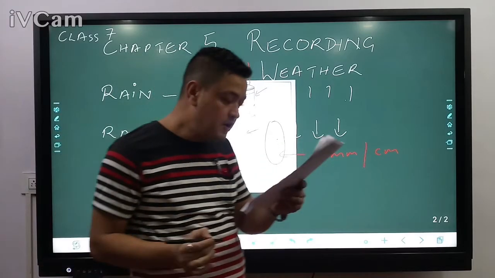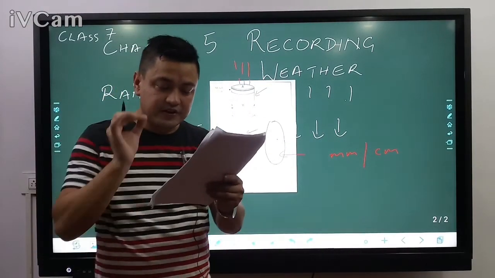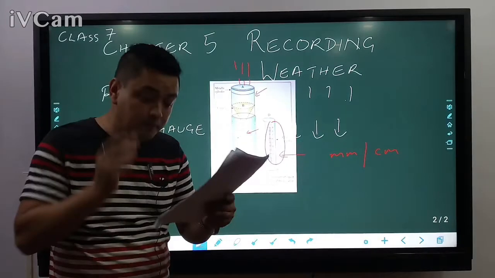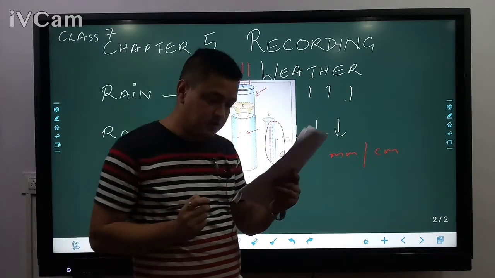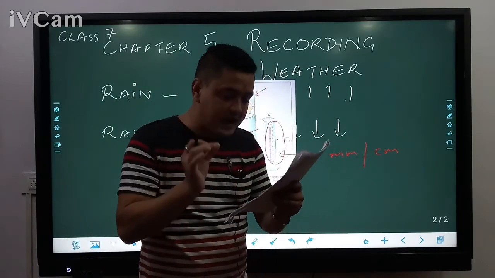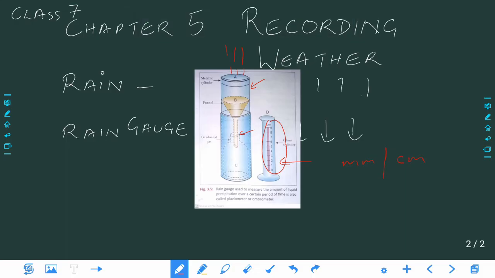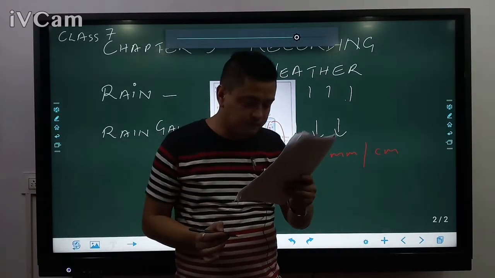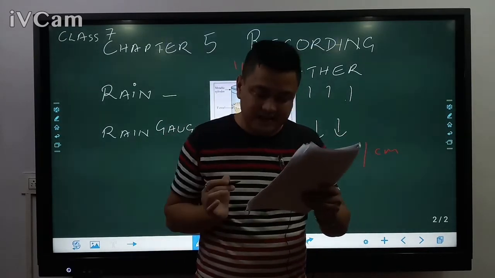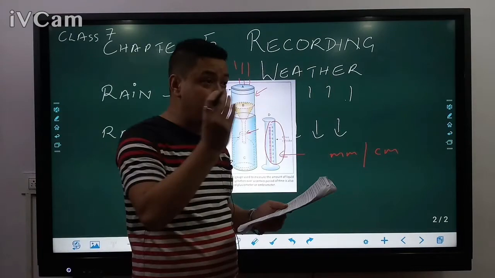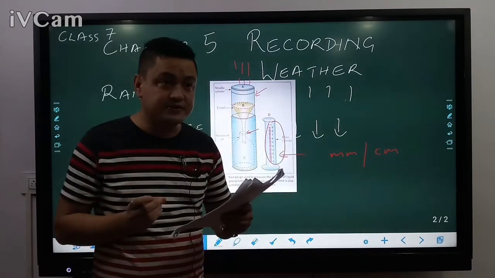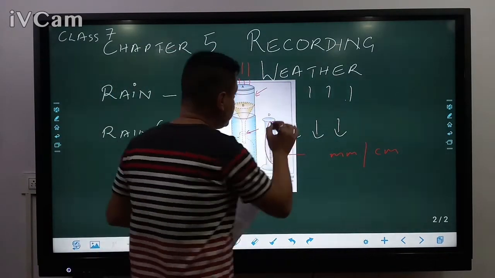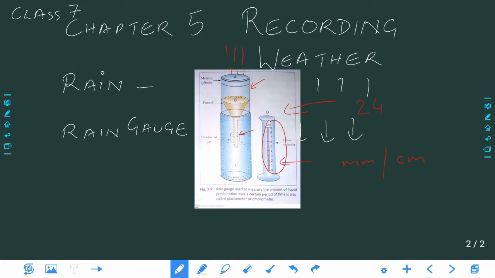The graduation on the measuring cylinder is such that the reading obtained is the depth of the rain, how much rain is collected in the bottle as well as in the funnel, that has fallen over an area equivalent to that of the top of the funnel. So the rainwater gets collected up to the brim of the funnel. To measure snowfall, the snow is collected, melted, and then measured as rain. The snow has to be melted, then only we can measure it in a rain gauge. The reading is taken at a gap of 24 hours. Remember that the reading of the rain gauge is taken at a gap of 24 hours.